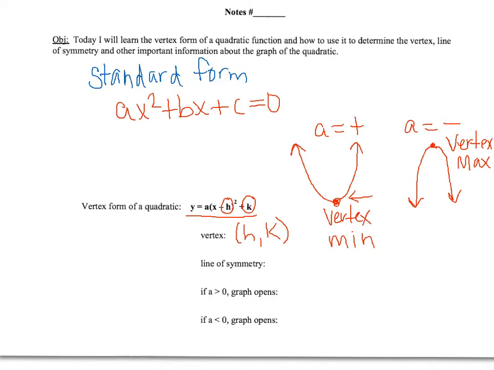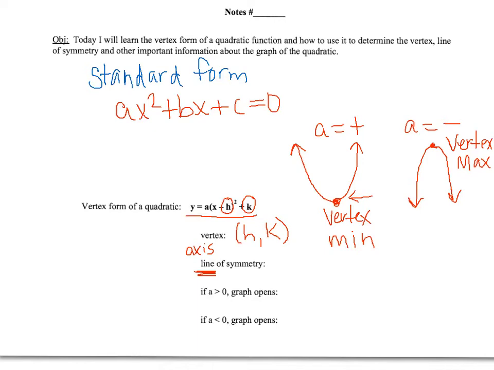Okay, now there's another good piece of information that we can get from this equation, from the vertex form. It is the line of symmetry. Now, the other way that they describe the line of symmetry is sometimes they will call it an axis of symmetry. So if you see either word, it means the same thing. Axis of symmetry means the same thing as line of symmetry.